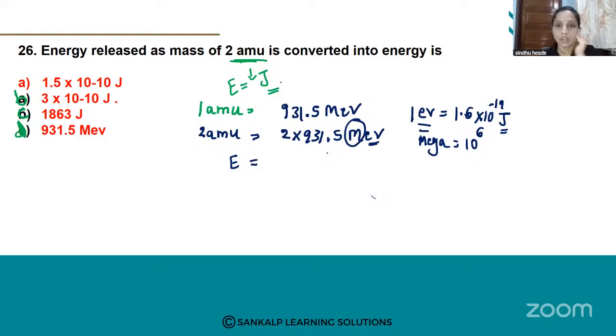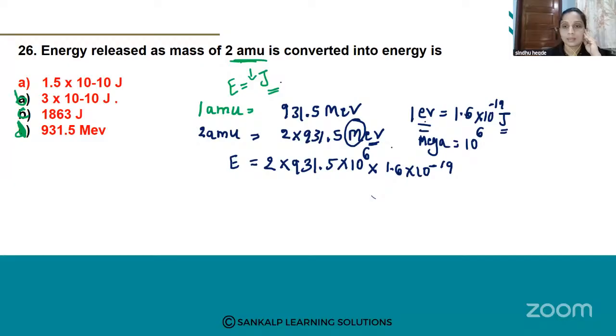So substitute all this in here and calculate energy. 2 into 931.5 into mega is 10 raised to 6 into electron volt is 1.6 into 10 raised to minus 19. Okay, 10 raised to minus 19. What do you get? ಈಗ ಏನ್ ಮಾಡಿದ್ವಿ, ಎಲ್ಲ ವ್ಯಾಲ್ಯೂಸ್ ಸಬ್ಸ್ಟಿಟ್ಯೂಟ್ ಮಾಡಿದ್ವಿ. Now you have to calculate this one, simplify and write the answer. ಈಗ ಇದನ್ನ ಸಿಂಪ್ಲಿಫೈ ಮಾಡಿ ಆನ್ಸರ್ ಅನ್ನ ಬರೀರಿ. ಈಗ ಇದು ಜೌಲಿಗೆ ಕನ್ವರ್ಟ್ ಆಗಿದೆ. ಓಕೆ, now it is converted into joules.